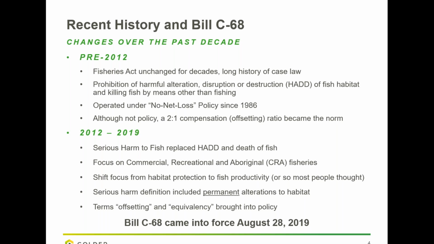At the time, not that it had any meaningful change, but the terms offsetting and equivalency were brought into the policy to effectively replace compensation and no net loss. And then under the new Act, Bill C-68 was proposed to restore what were deemed as the lost habitat provisions of the Act. This Bill C-68 came into force on August 28th, 2019.